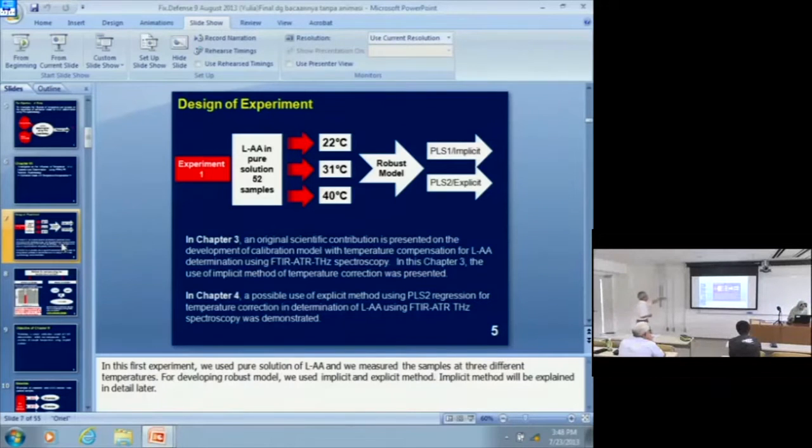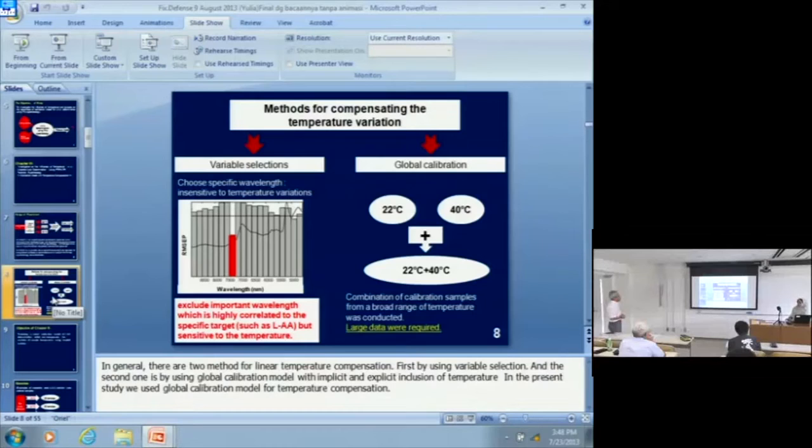You have 3 temperatures, 22, 31, 40. The next page is only 2 temperatures. That's fine. This is only an example for the global calibration. But you have only 3, and 2 of them are the example. This is an example for developing the global calibration.